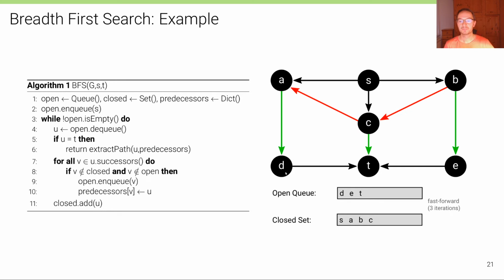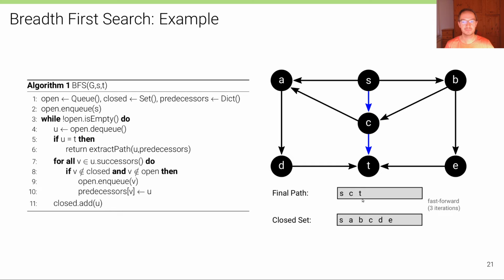First, I'm going to dequeue the node D. And the successor of D is T. But T is already in the open queue, so I'm not going to add it to the open queue again. I'm just going to add D to the closed set. I'm going to add E to the closed set as well. And finally, I'm going to process T, which is the sink node. And I have found my final path. I have the closed set S, A, B, C, D, E. And the final path now is SCT, which has been found through backtracking by extracting the path.